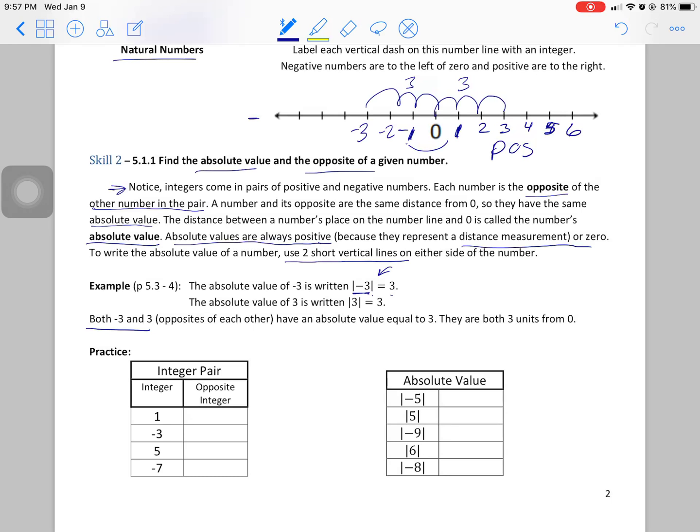So if you're talking about integer pairs, the opposite of a positive 1 is a negative 1. The opposite of a negative 3 is a positive 3. The opposite of a 5 is a negative 5. The opposite of a negative 7 is a 7. The absolute value of a negative 5 is 5. The absolute value of a positive 5 is 5. The absolute value of negative 9 is 9.